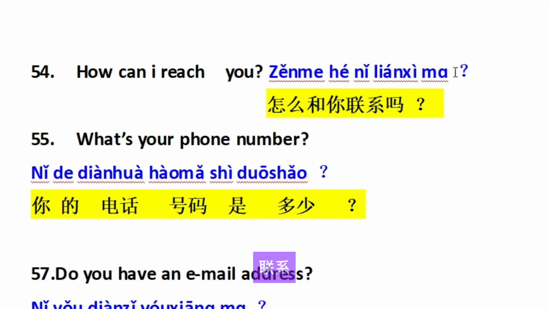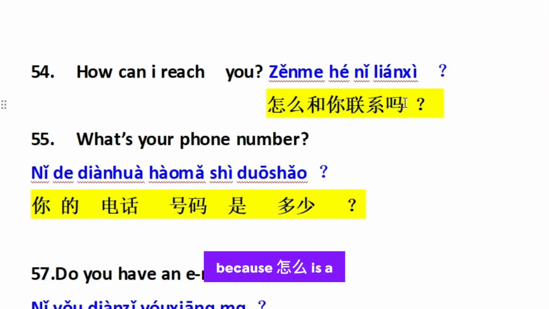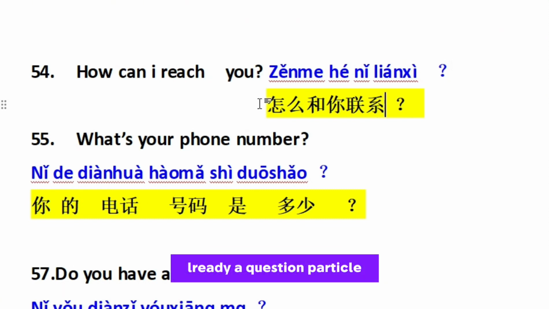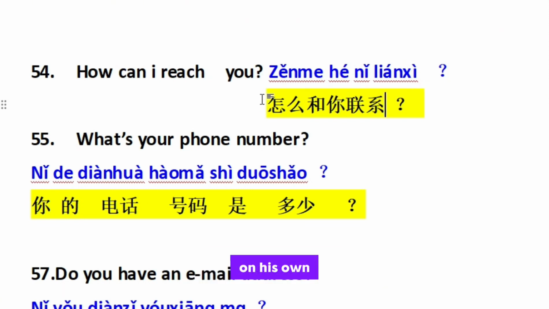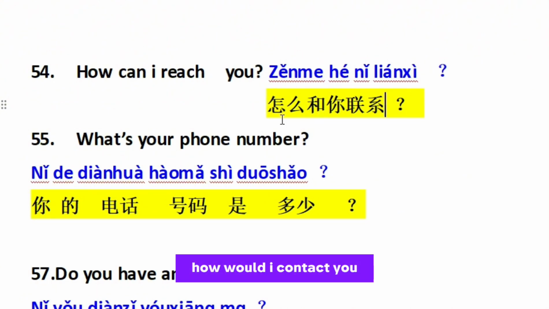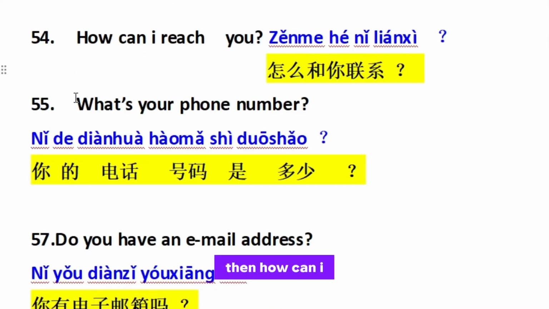怎么和你联系？怎么和你联系？ This one you don't need the ma. You don't need to put ma because zenme is already a question word. So 怎么和你联系 is how would I reach you? That is, how will I contact you? Then, how can I reach you or how can I contact you?